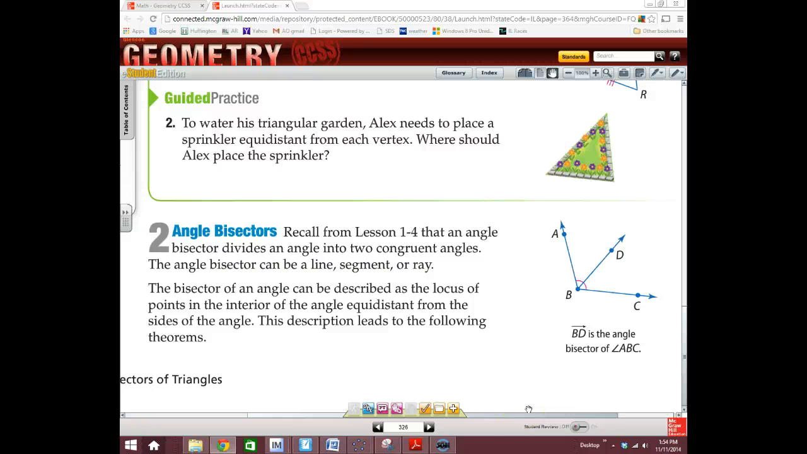Okay, so the last video was about perpendicular bisectors of a segment. This is about the bisector of an angle, or the angle bisector. And the angle bisector is just a segment or a line or a ray that cuts through an angle and creates two congruent angles. So here's a little drawing of the angle bisector here.